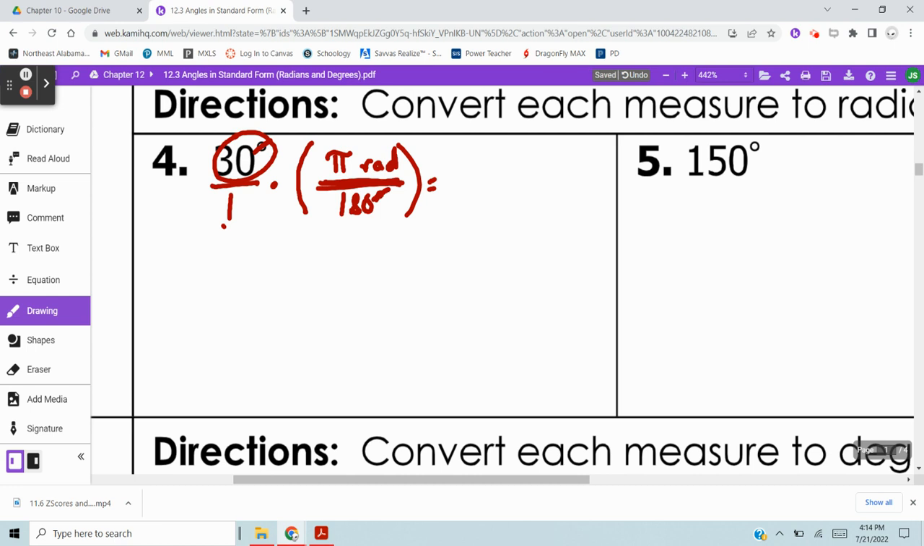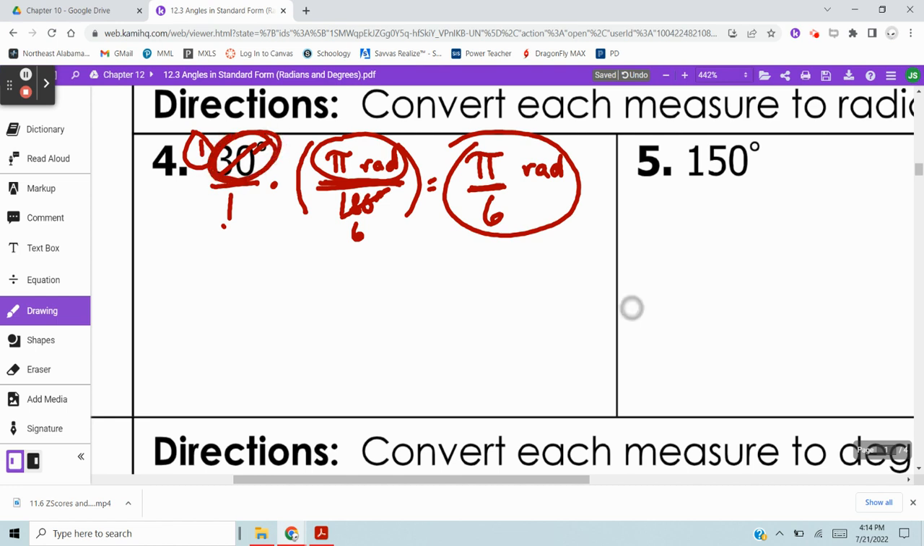So now, I can cross cancel. 30 cross cancels with 180. I can divide both of them by 30. That'd be a 1 and a 6. Now we multiply. 1 times pi radians would be pi radians, over 1 times 6, which is 6. That'd be pi over 6 radians. And just a quick reminder, pi is the same thing as 180 degrees. So this is the same thing as 180 divided by 6, which is still 30 degrees.